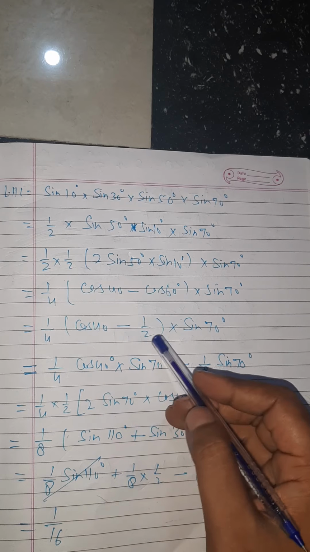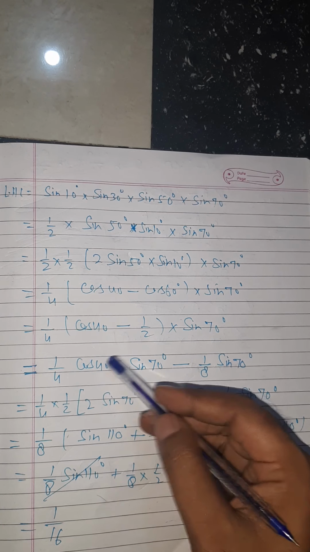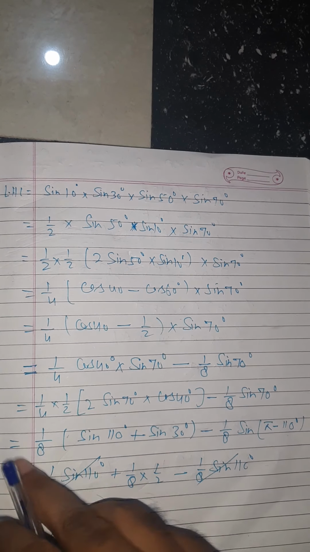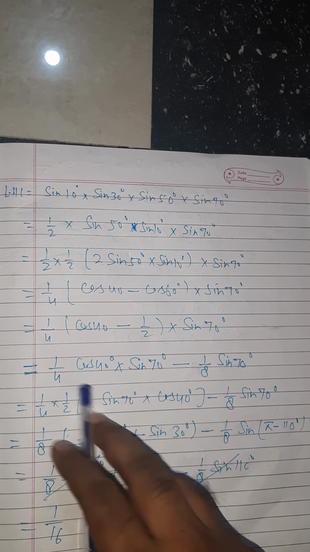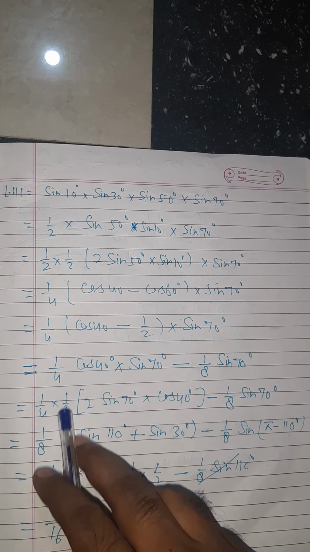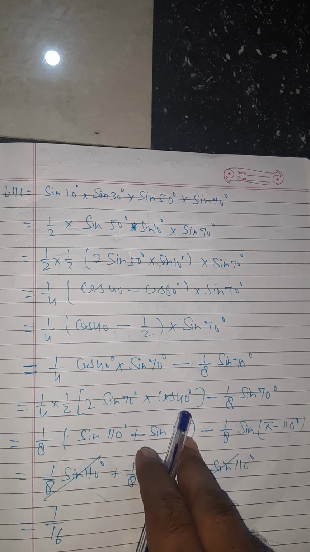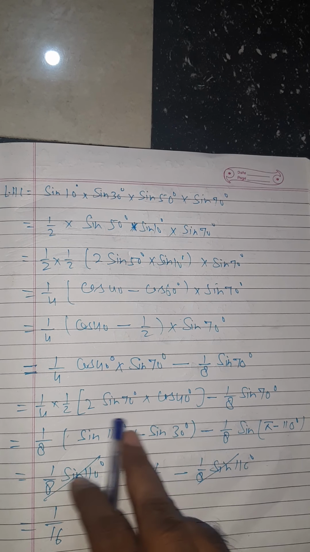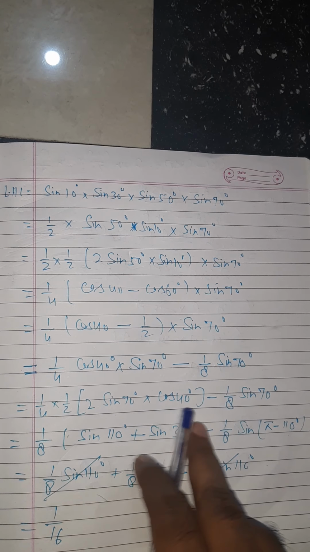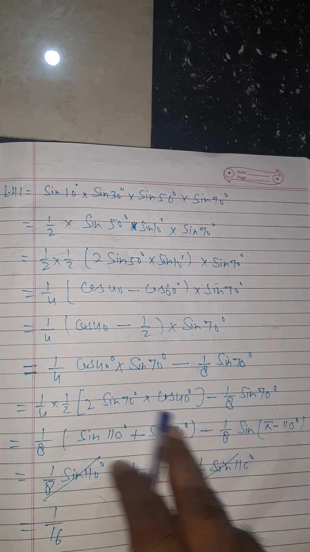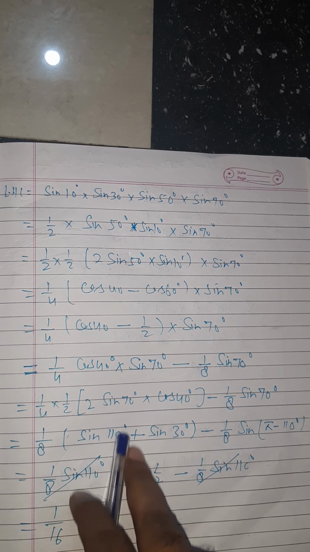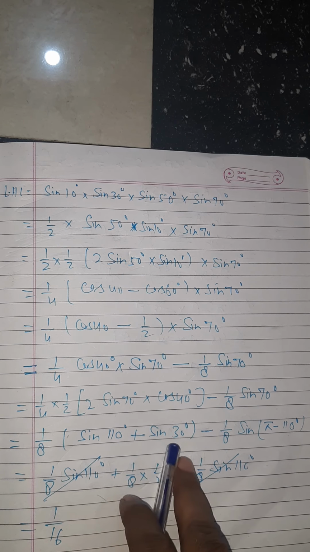So now I am just multiplying it: 1 by 4 cos 40 into sin 70 minus 1 by 4 into 1 by 2 is 1 by 8 sin 70. And again I am going to apply the formula, dividing by 2 and multiplying by 2, so that this form will become 2 sin A cos B. The formula I have already given in the assignment: 2 sin A cos B is sin of A plus B plus sin of A minus B.